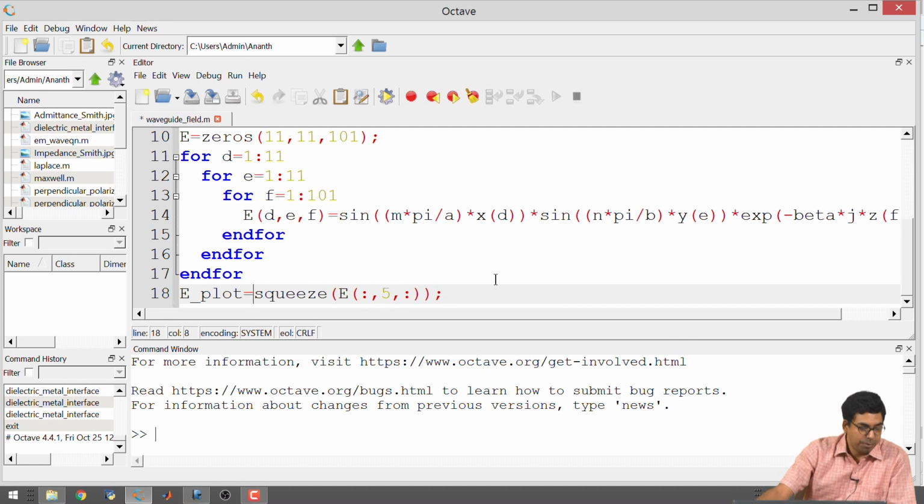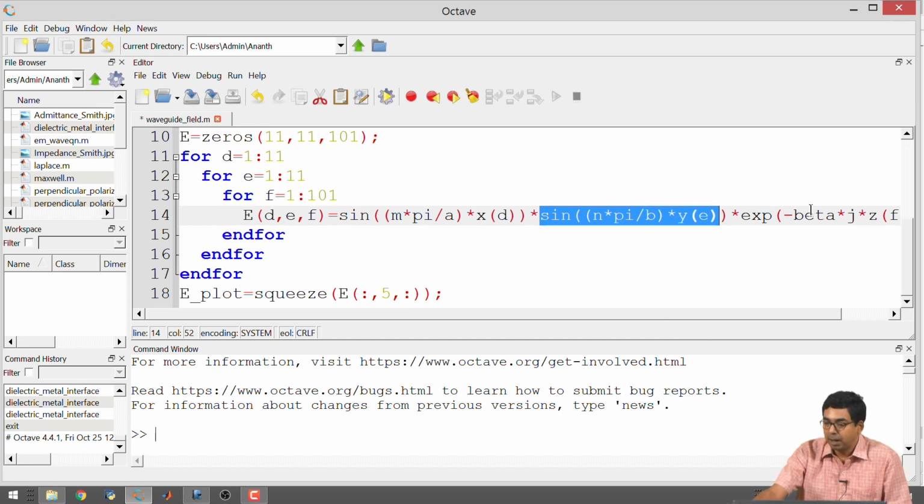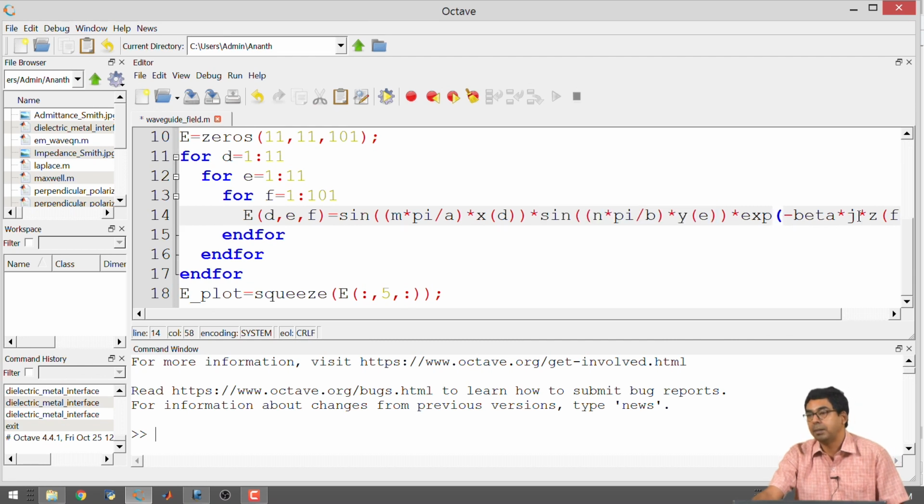Now, there are also a few other things that I want to make note of over here. If you see the expression for electric field, of course, I have sine m pi divided by A multiplied by x, all right. This is a real number. Sin n pi by b multiplied by y, that is again a real number, all right. And multiplied with exponential minus j beta z, well, that is not going to be a real number there, right. So, that is going to give you the phase, right. So, that means that your electric field that you are calculating will have a real and an imaginary part, okay.